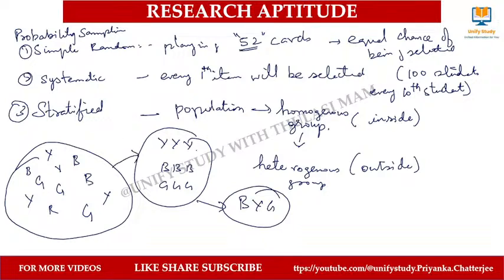From this population I make groups. This is homogeneous in nature. See, I created groups. These groups I call strata. See, inside every group all are similar, right? Yellow, blue, green. Inside a group everybody is homogeneous, and from that I will select one, and together they will be heterogeneous. Each belongs to different characteristics.